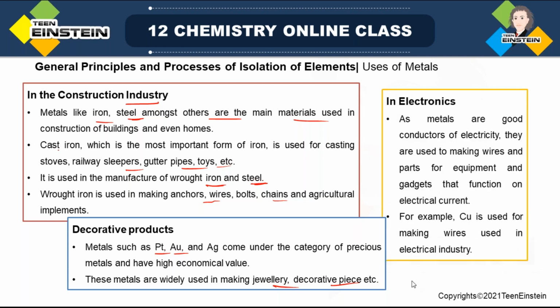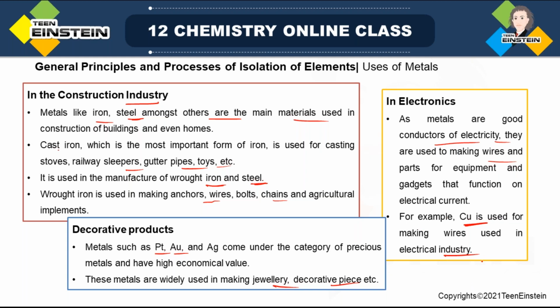Electronics. Now in electronics we will use some metals, which must be good conductors. Though conductivity is a common property of metals, some metals are very good for this purpose. Metals are good conductors of electricity. They are used for making wires and parts for equipment and gadgets that will be used in electrical current related things. Now copper is a very good metal for this purpose. It is used for making wires, which are used in the electrical industry.